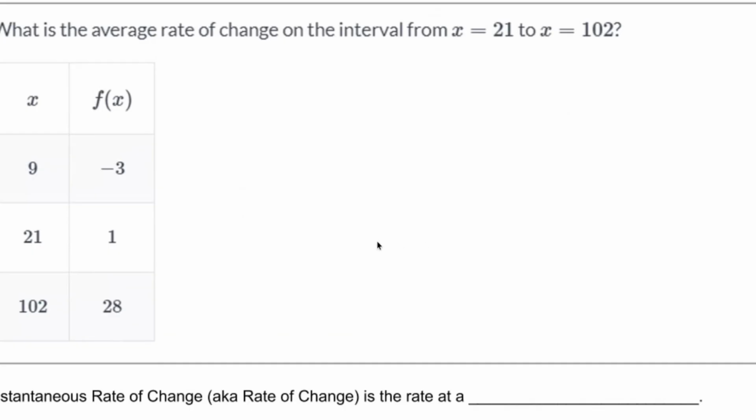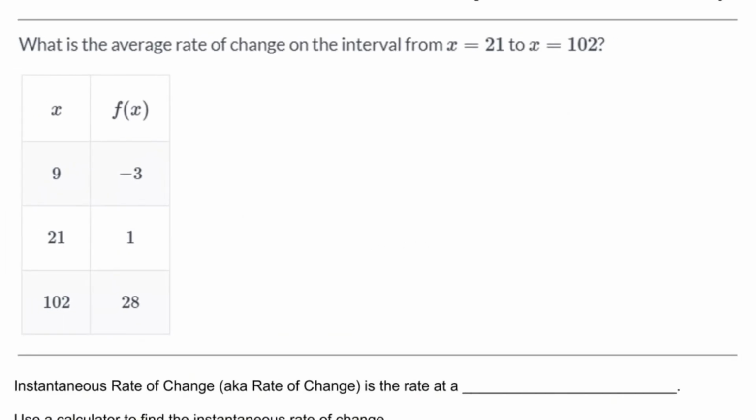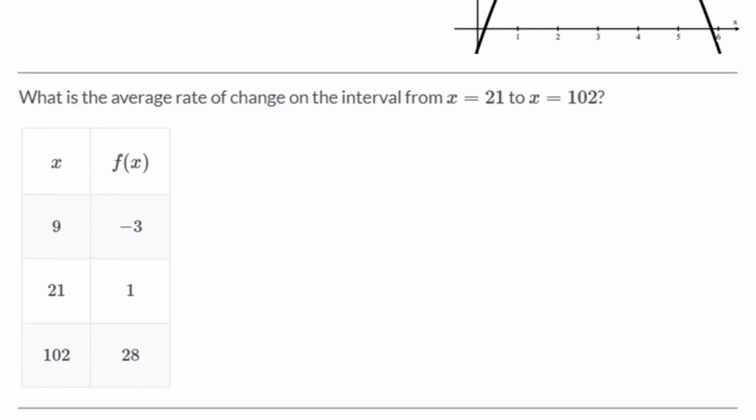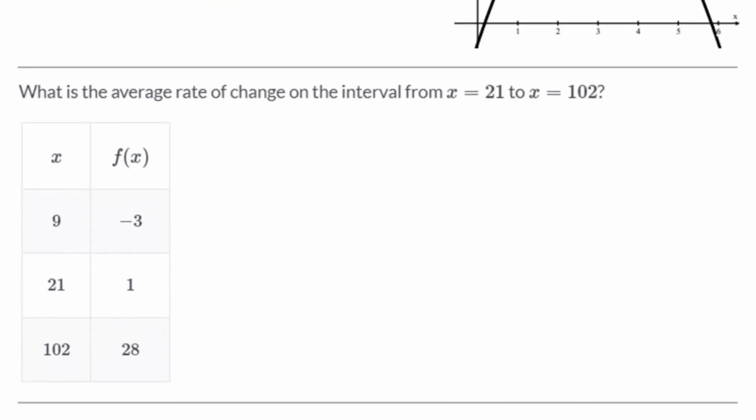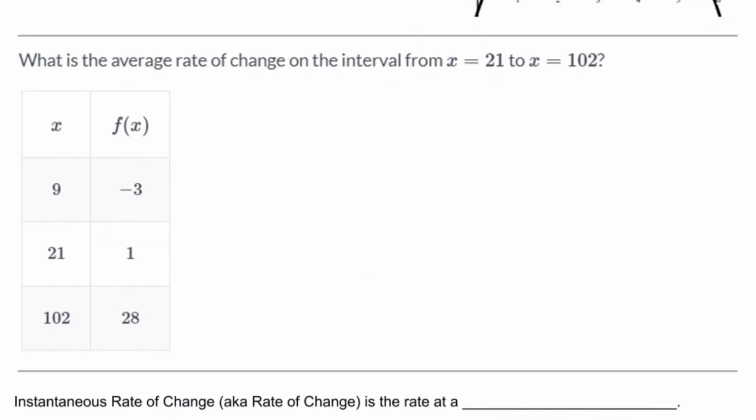Okay? Now we have a table. Let's scooch this in. Hopefully I didn't cut anything off when I did that before. I have a feeling I may have. That's all right. What is the average rate of change on the interval from 21 to 102?